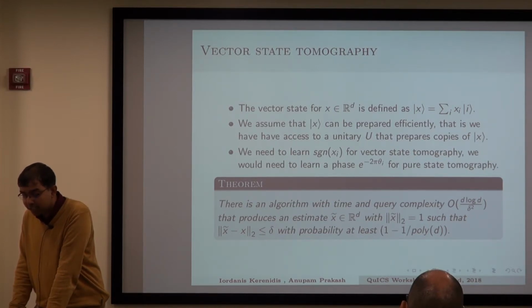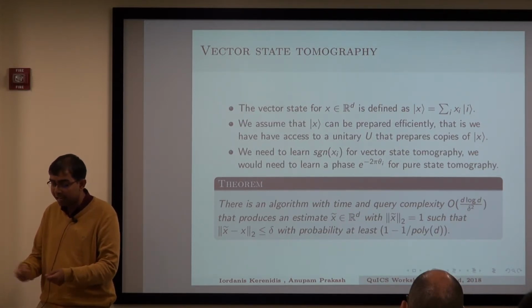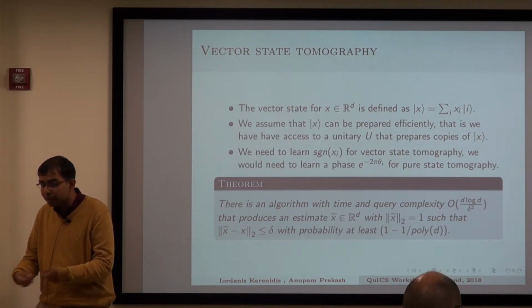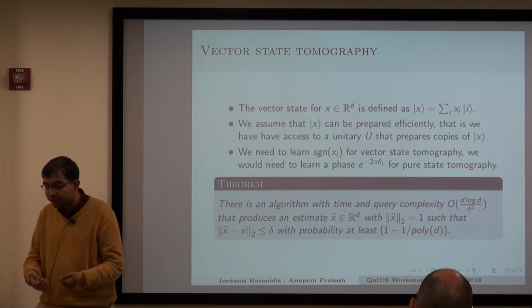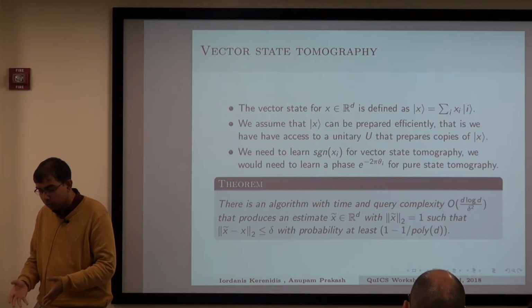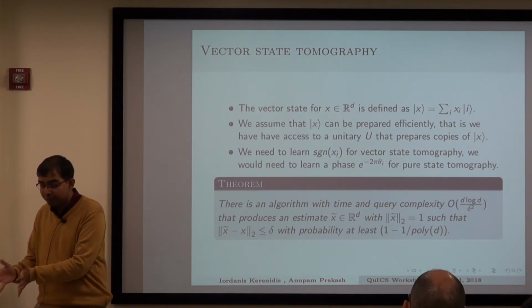So given a vector x in R^d, we can create the vector state, which encodes x in amplitude. So it is the sum of x_i times |i>, where |i> is the standard basis, and we assume that this vector state can be prepared efficiently. So we have access to a unitary U that prepares copies of the state x. And let's contrast it with pure state tomography.